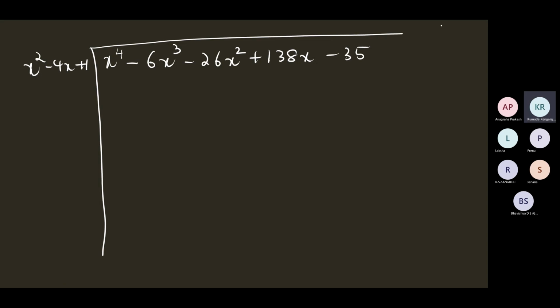You'll have to start off by dividing x to the power 4 by x squared. And we get x squared. Write that here. Like this, you must continue. Yes, I'll wait for 5 minutes.